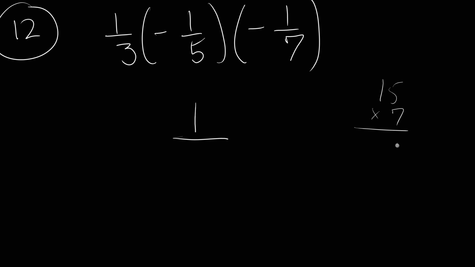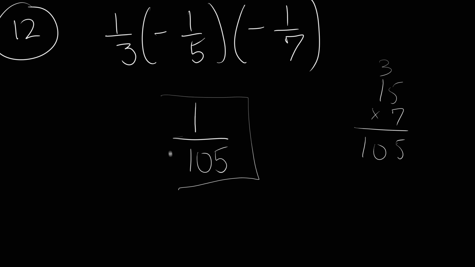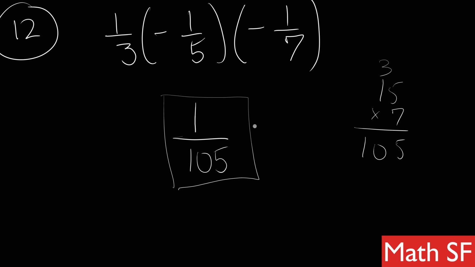So 5 times 7 is 35. 7 times 1 is 7, plus 3 is going to be 10. So it should be 105. Now, what about the negative sign? Negative times a negative should become positive. So your answer is positive 1 over 105. So recall, if the signs are the same, when you multiply you're going to have a positive outcome.